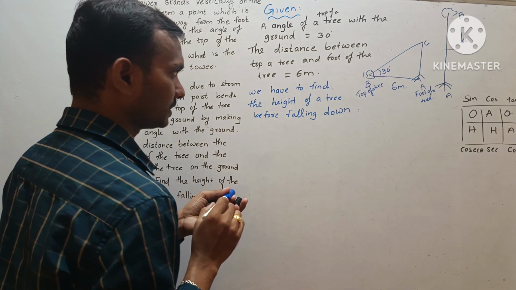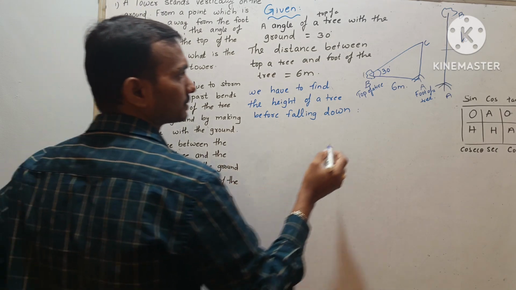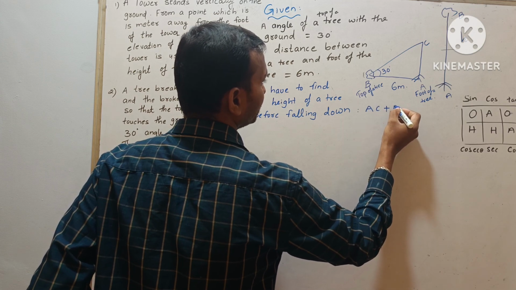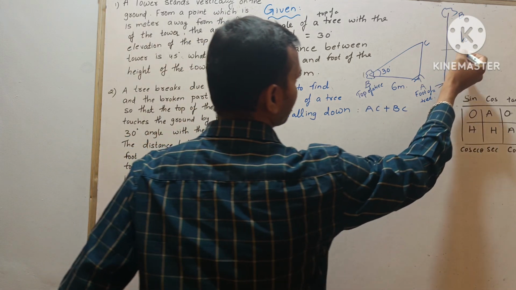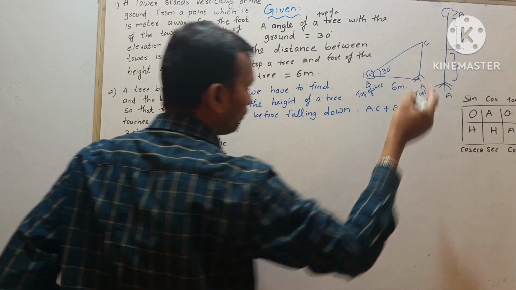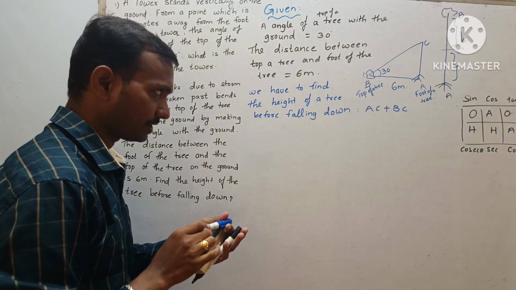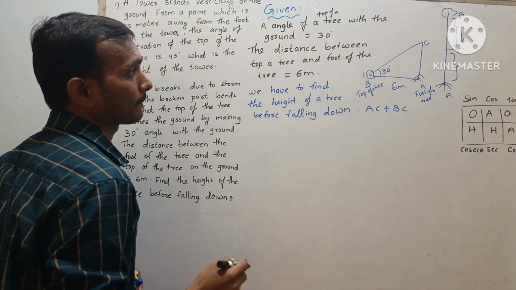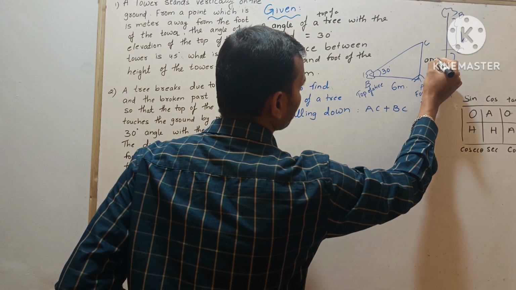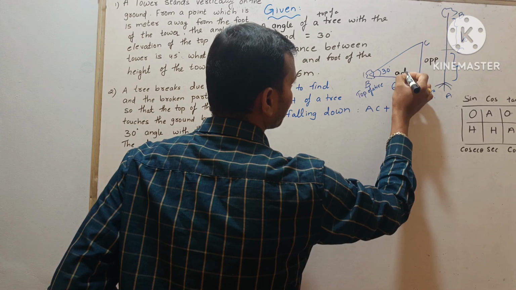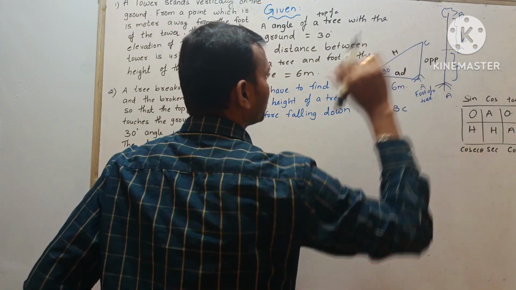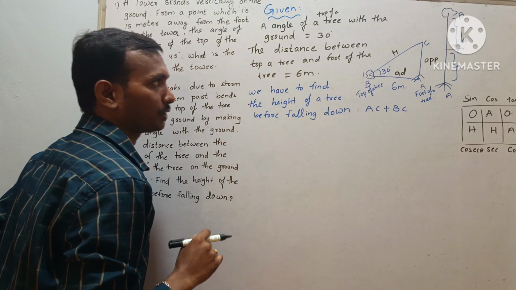So now you see here, the original height is nothing but AC plus BC. That will give us the original height. Here to here we have to calculate first, next B to C we have to calculate. If we add both, we will get the original height of a tree. So now in this triangle, this is the angle, so this becomes the opposite side, this is our adjacent side, and this is our hypotenuse. So first we have to calculate the opposite and also the hypotenuse.